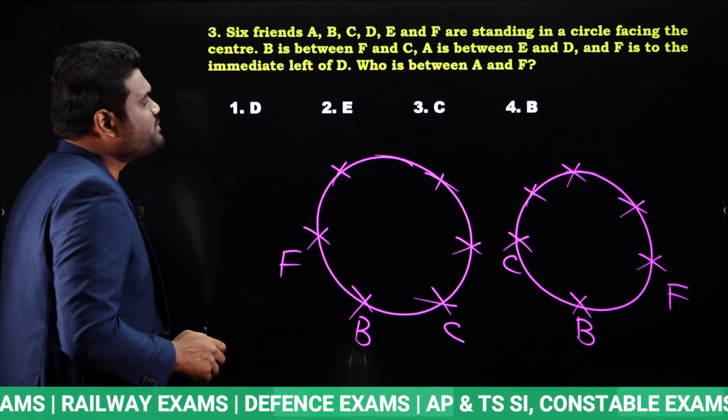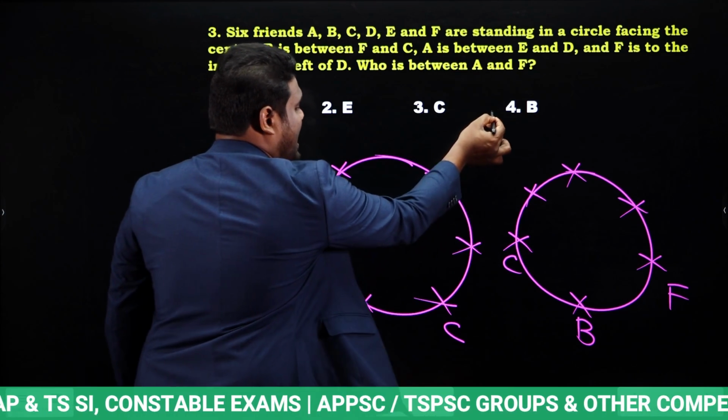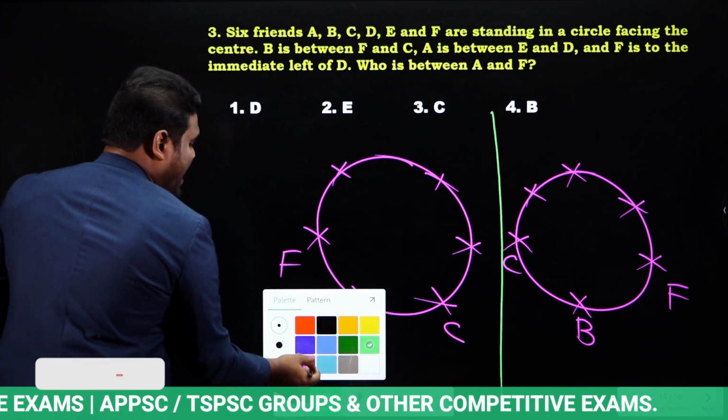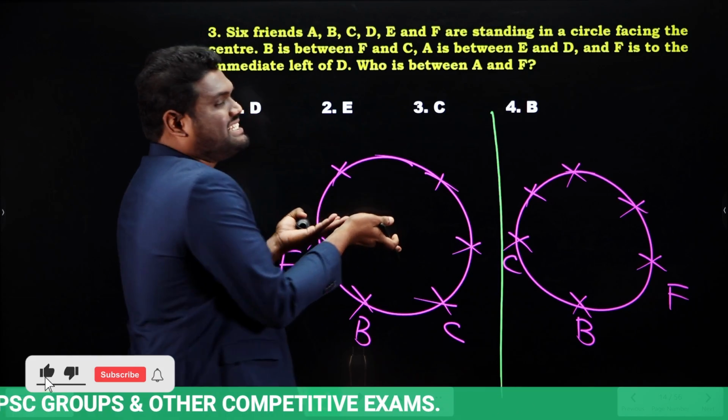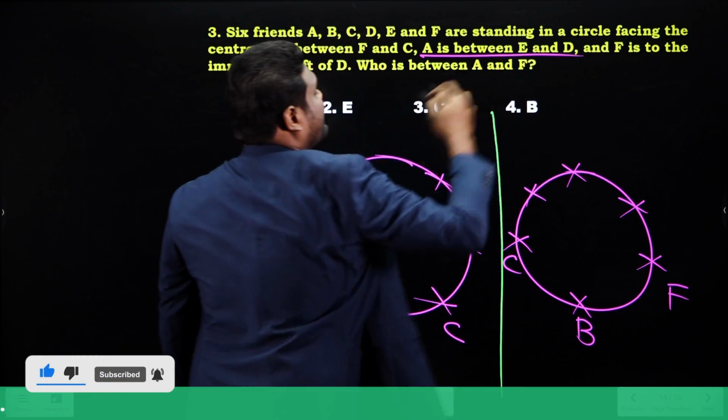Okay. A is between E and D. But here, if you observe, when I say A is between E and D, where is E, where is D, where is A? I don't have any information. Now let us hold this statement. Look at the next one.